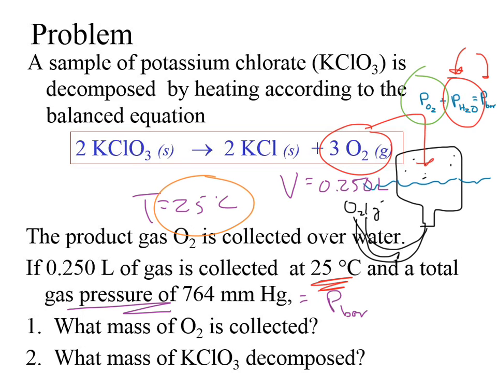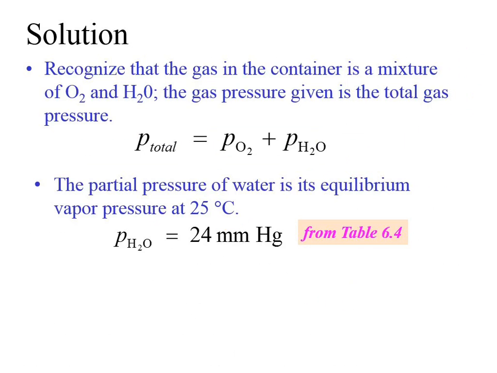The second question is how we are going to get the mass of the reactant. We're going to use stoichiometry to go from moles of O2 back to moles of KClO3. That's the crux of what we're going to do here.